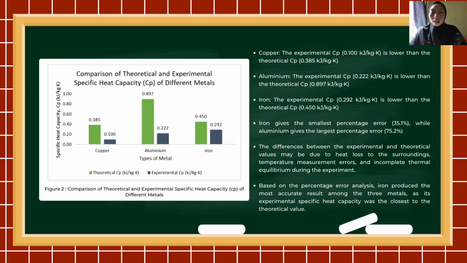So iron gives the smallest percentage error, which is 35.1, while aluminium gives the largest percentage error, which is 75.2. The differences between the experimental and theoretical values may be due to heat loss to the surroundings, temperature measurement error, and incomplete thermal equilibrium during the experiment. Based on the percentage error analysis, iron produced the most accurate result among the three metals, as its experimental specific heat capacity was the closest to the theoretical value.